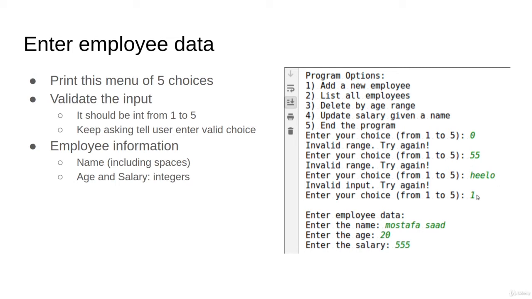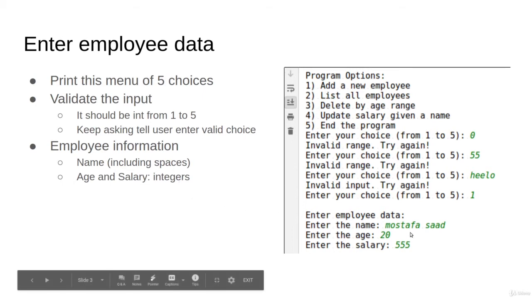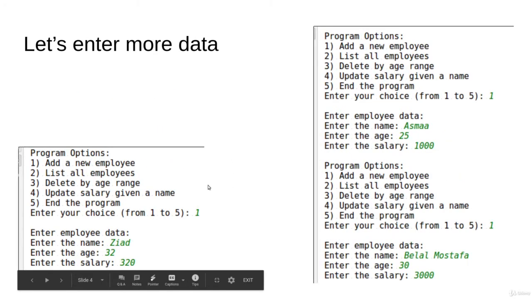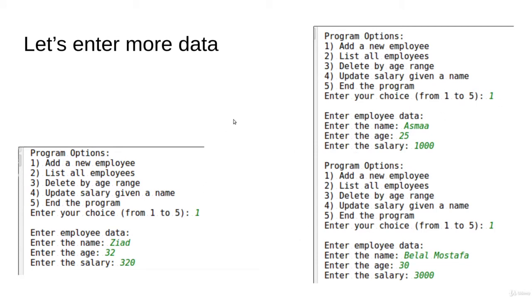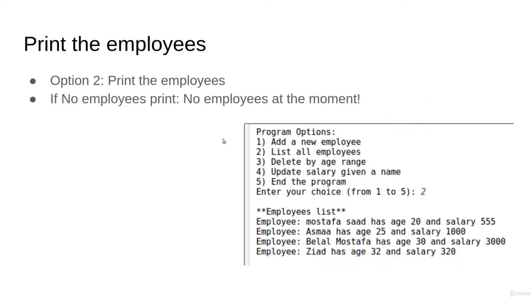Once the user enters the number 1, which in the menu is adding a new employee, we start to ask for employee information, which is expected here to be the name, including spaces, and the age and salary, which are expected to be integers. So we took the data from the user here, like Mustafa Saad, 20, and 555. Let's just feed more data to be used in our system, so I'm adding more and more users to the system.